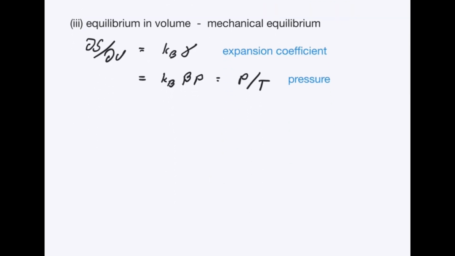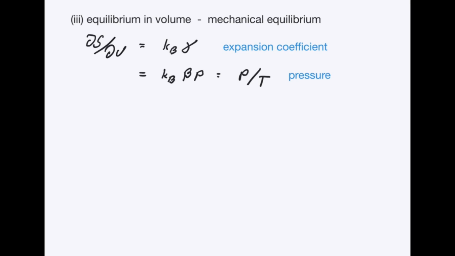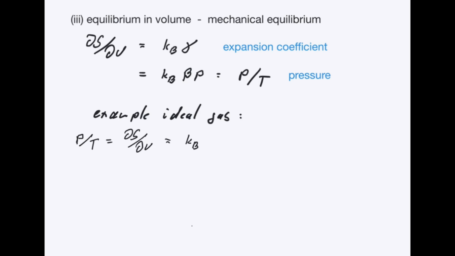Let's use this latter definition in the example of the ideal gas. We obtain P divided by T is equal to the partial derivative of S with respect to V, which we calculated to be Kb times N divided by V. Rearranging, we obtain P times V is equal to N times Kb T, which is the ideal gas law.